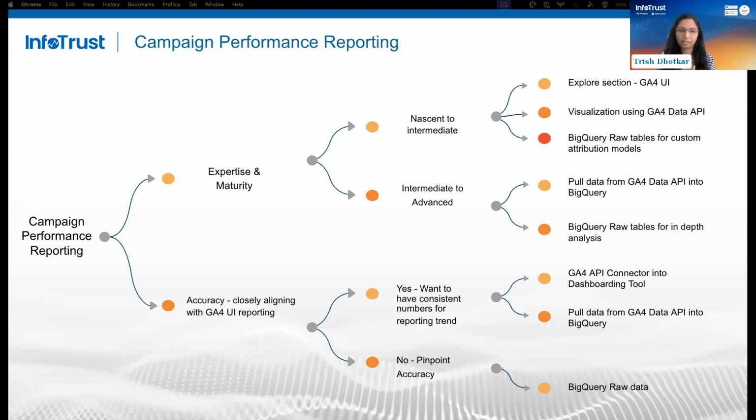If you want to move on to customization, then you can move to BigQuery for in-depth analysis. The second hierarchy is if you want to closely align with the GA4 UI reporting, and with the attribution model that you have in the UI, you can use the API connector tool directly in a dashboarding tool, or you can pull that data from the API into BigQuery. But if you want pinpoint accuracy, and you want to know exactly what goes into your attribution model, then BigQuery is the way to go.